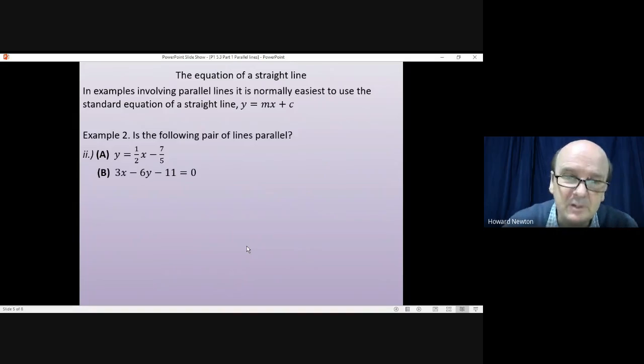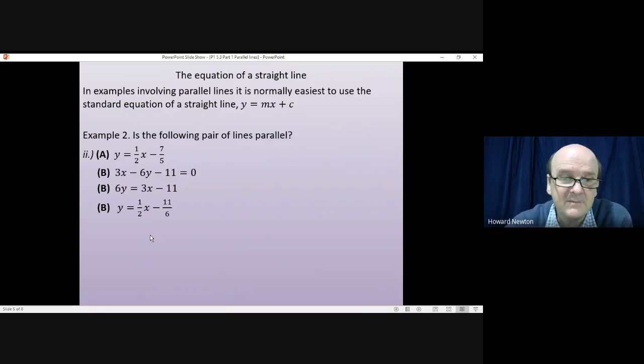Okay, let's have a look. Once again, the first line is already written in the form y equals mx plus c. So the gradient of the first line is a half. We need to rearrange the second line. Collecting the y's on one side and the x's and the constant on the other will give us 6y equals 3x minus 11. Dividing through by 6 will give us y equals a half x minus 11 divided by 6.